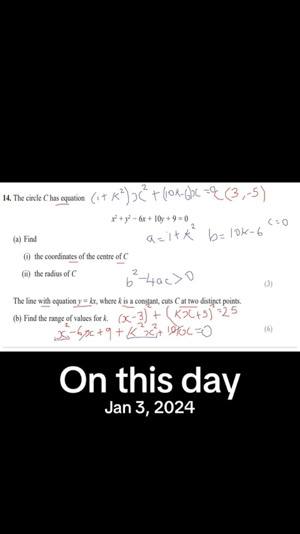So I'm going to have 10k minus 6 all squared bigger than 0. The reason for that is because when I do minus 4 times A times C, that goes to 0, because C is 0. So this part goes to 0 when C is 0.